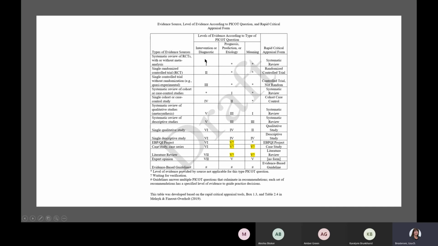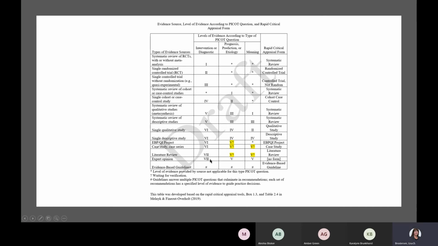But basically, if you're looking down this, if there's a level of evidence assigned under the intervention or diagnostic type PICO question, then you'll know that type of evidence listed in this column is applicable for answering that particular type of PICO question. If there's an asterisk there, it means the type of source listed in this column is not applicable for that type of PICO question. Okay. And pretty much all the types of publications you would find would probably be classified as one of these types listed in this column.